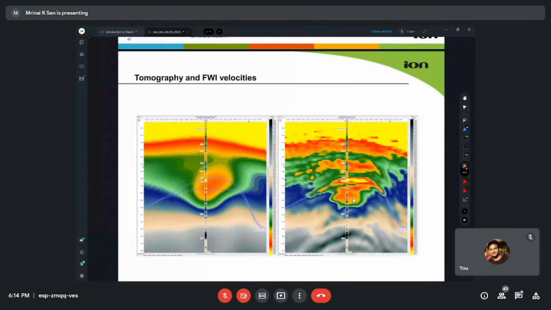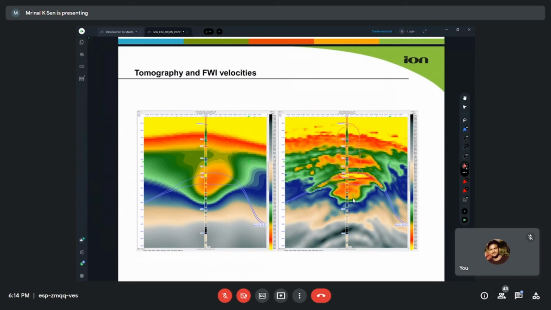So this is a comparison of the velocities only. This is the tomographic velocity, and this is your FWI. You can see all the details here. Not every little detail, but the most important parts of the model have been picked up. Still, you will not get the same resolution as the well, but you can see it's in between, and it fills in a lot of the details that are missing in the tomographic model.